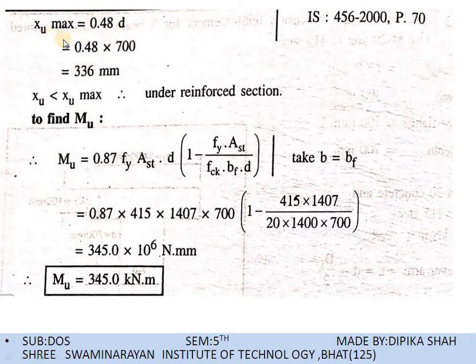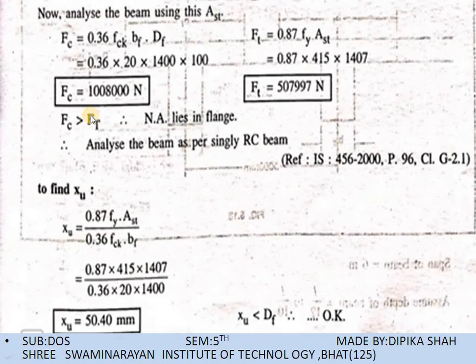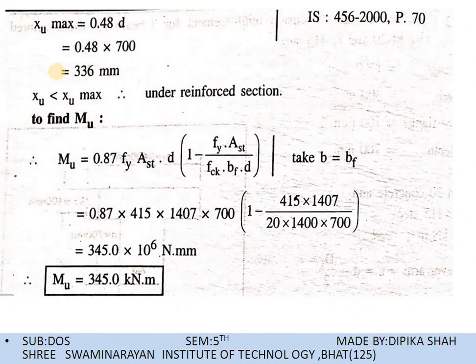सो फॉर फाइंडिंग द XU max वी हैव वन इक्वेशन 0.48D विच इज गिवन ऑन अ पेज नंबर 70 IS 456-2000, राइट। So for finding the XU max, we will put a value of small d in this equation. So we will get a XU max 336 mm. Our XU was 50.40 mm and XU max is 336 mm. So our section is a under reinforced section because XU is less than XU max. If XU is greater than XU max, then we will use over reinforced section.